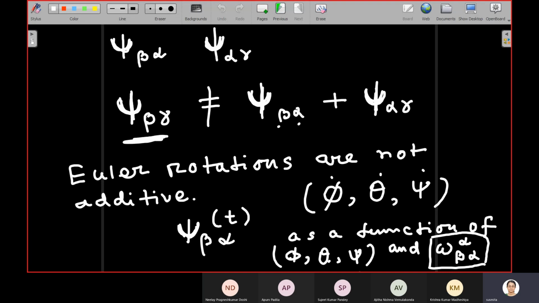So we'll first find the time derivatives of the Euler angles. And the time derivatives will be a function of the Euler angles at the previous time instant and the angular velocity of the body frame, the alpha frame, the object frame, with respect to the reference frame, and resolved along the alpha frame.